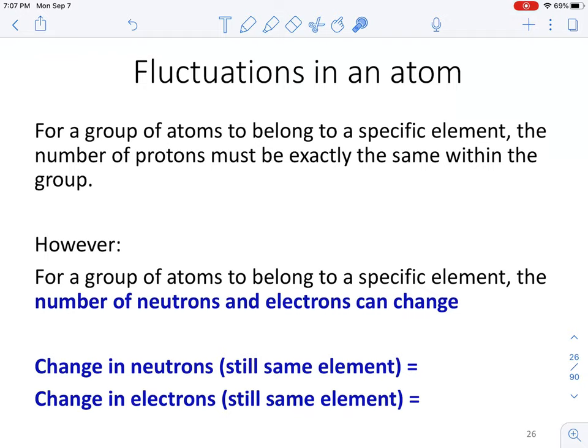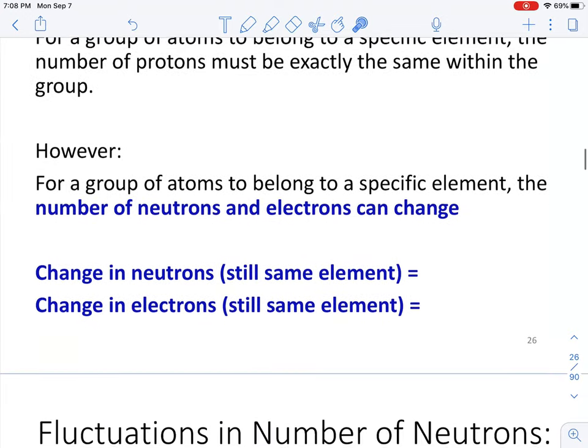All right, so everything that we've discussed thus far just assumes that we have no fluctuations in the number of protons, the number of neutrons, the number of electrons. And so it's kind of like this ideal world. Unfortunately, that's not the case. There are specific scenarios in which elements can actually lose or gain electrons. And then there are scenarios in which the number of neutrons inside the nucleus is going to be different, but they have the same number of protons.